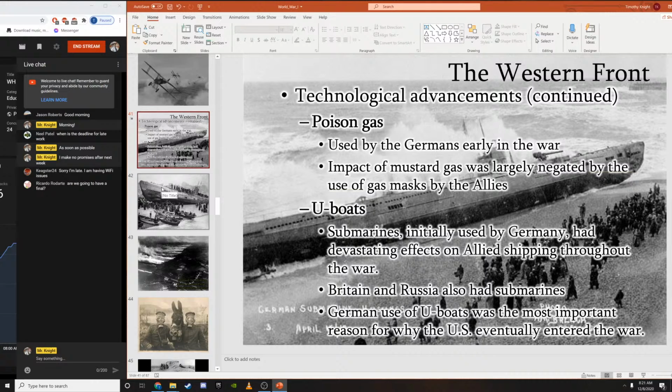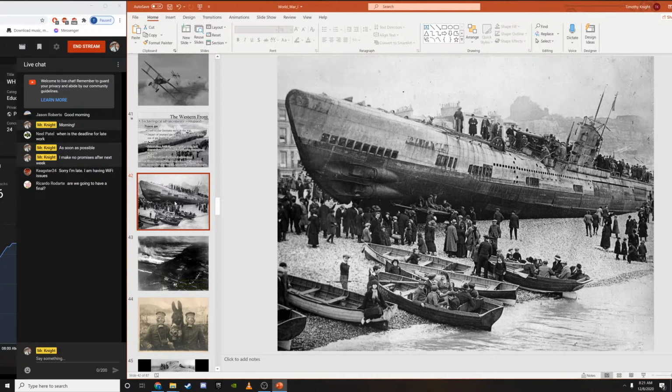And the impact of gas ultimately gets negated by the use of gas masks by the Allies, but it's nonetheless really horrible because it's chemical warfare. Using these chemicals, they would burn your eyes out, your lungs out, and ultimately could suffocate and kill you. And here is a U-boat that's washed ashore here, pretty cool ship design. That's a World War I U-boat.